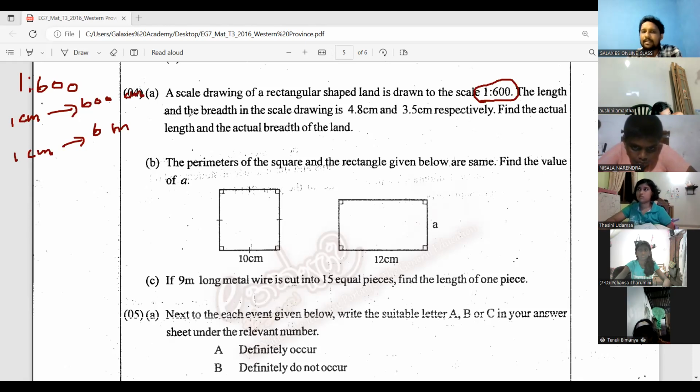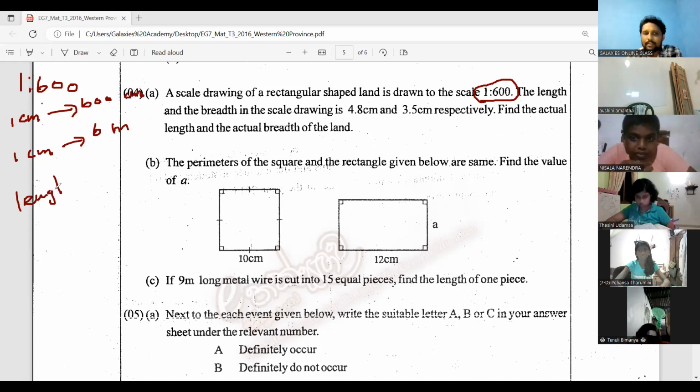The length and the breadth of the scale drawing are 4.8 centimeters and 3.5 centimeters respectively. Find the actual length and actual breadth of the land. Right. අපි සෙන්ටිමීටර් එකක් හඳිනවා කියන්නේ ඇත්තටම මීටර්ස් 6ක් represent කරනවා. එහෙනම් අපිට length එක හොයාගන්න පුළුවන්.